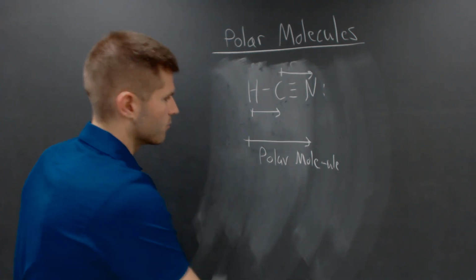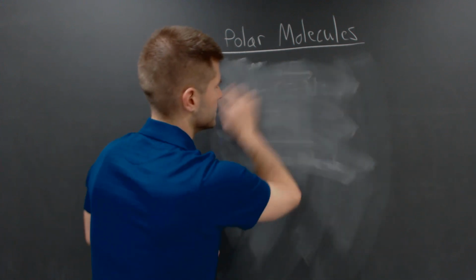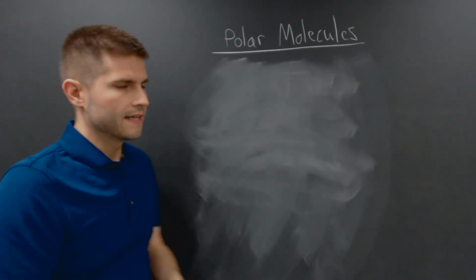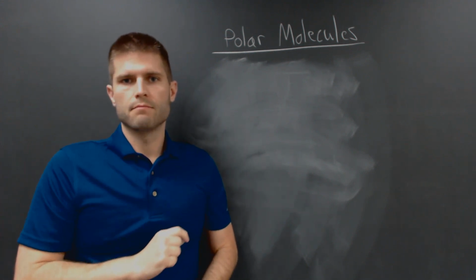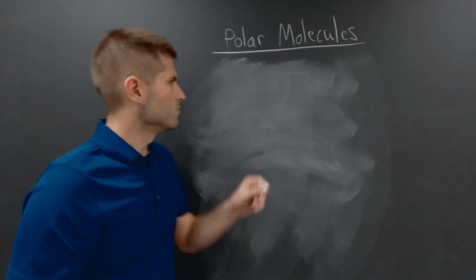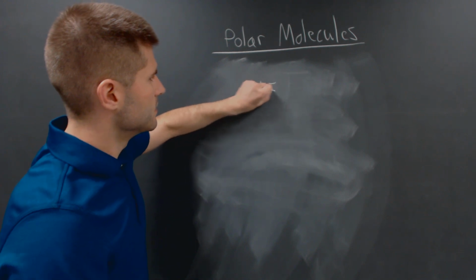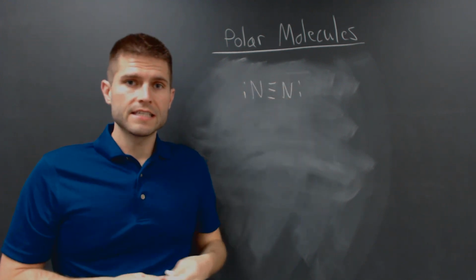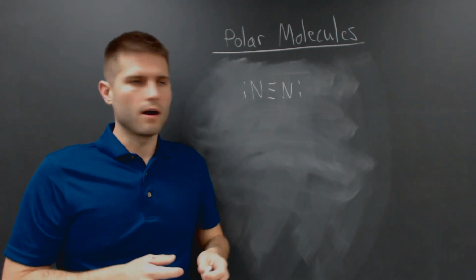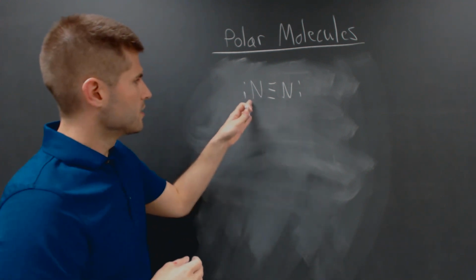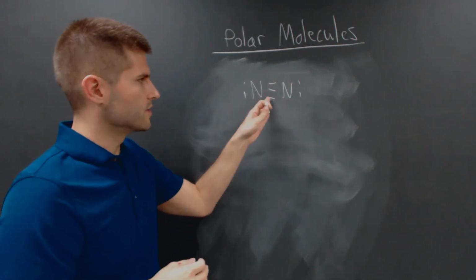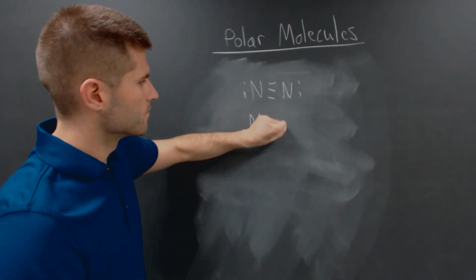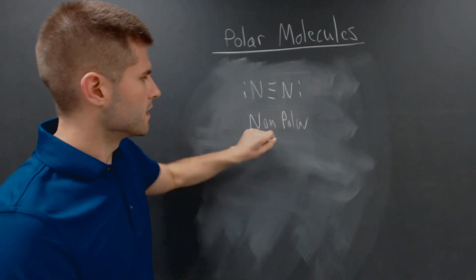Okay, let's take a look at another one. Let's look at the nitrogen molecule, just N2. We know that N2 is going to look like this. This is not going to be a polar bond or a polar molecule. Both of these nitrogens are pulling on those central electrons the same, so this is a nonpolar molecule.